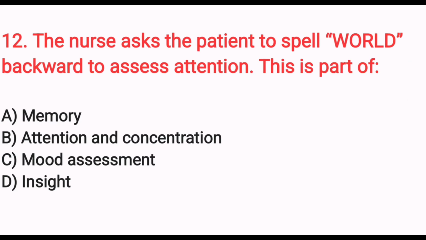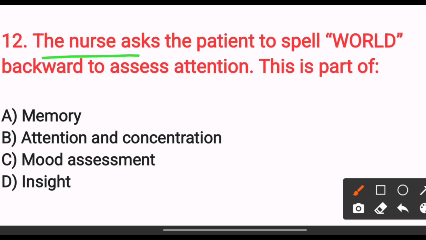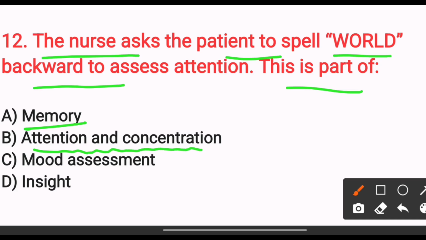Next, the nurse asks the patient to spell a word backward to assess attention. This is a part of: option A, memory; option B, attention and concentration; option C, mood assessment; option D, insight.